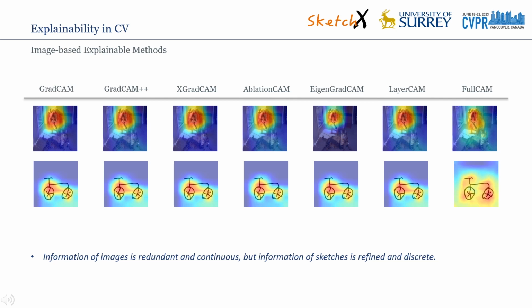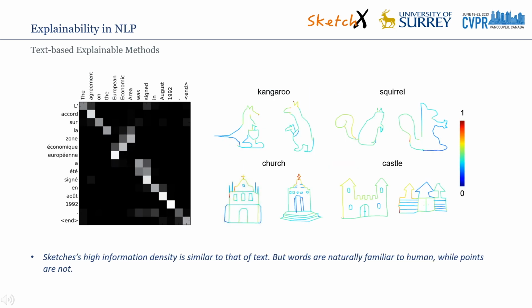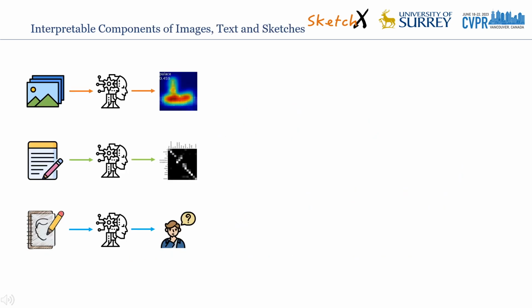Let's move to NLP next. Most explainable methods of text are to analyze the attention of different words. While for sketches, we can replace the words with points. The attention maps look better than heat maps, but it still just meets the eyes. Neither the CV nor the NLP explainable methods work well for sketches. No worries, let's analyze step by step.